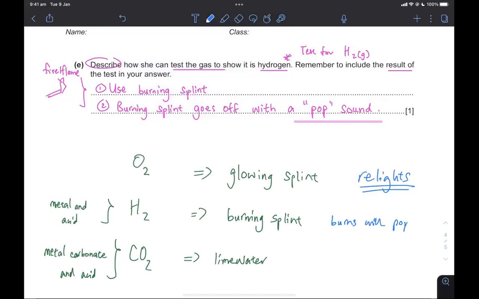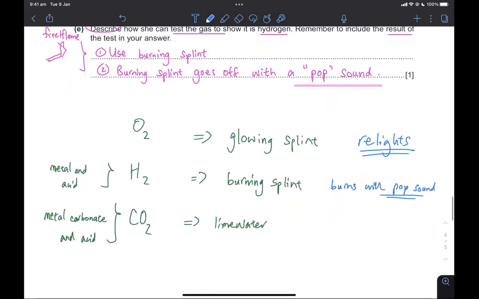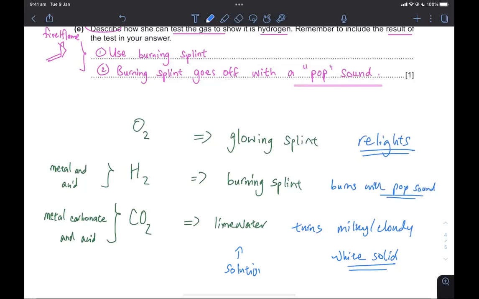So these are the three gases, and I can guarantee you at least one will definitely come up for your O-level. We just don't know which one, okay? This one, the lime water will turn milky or cloudy. So that means you get a white solid because you started out from a solution. This is a solution, just like your water, but it's mixed with calcium hydroxide. See-through, cannot see through, become a white solid there, okay? So hopefully that makes sense.